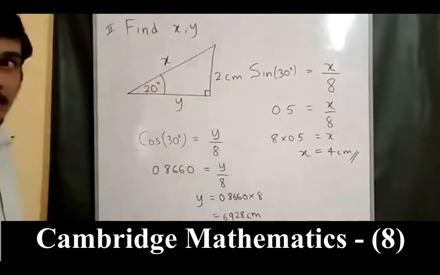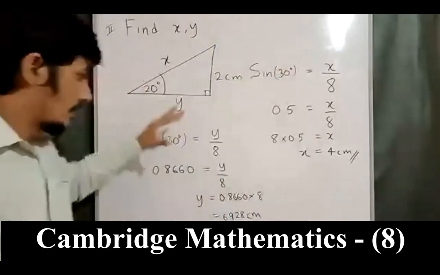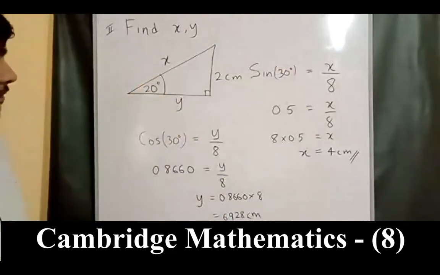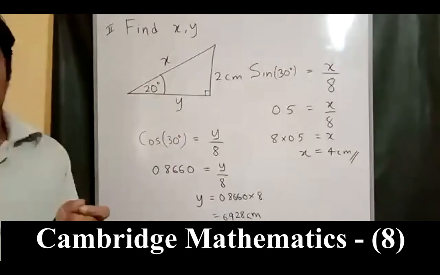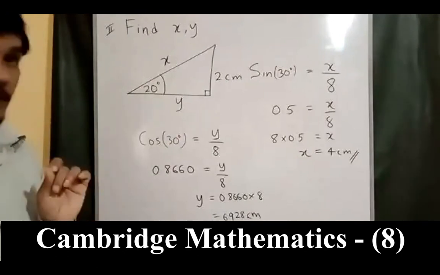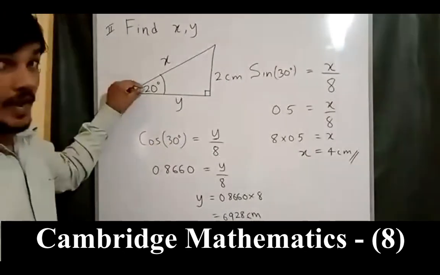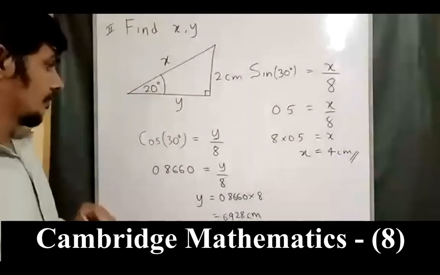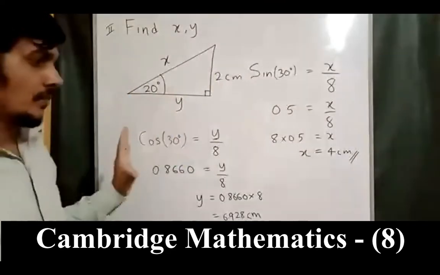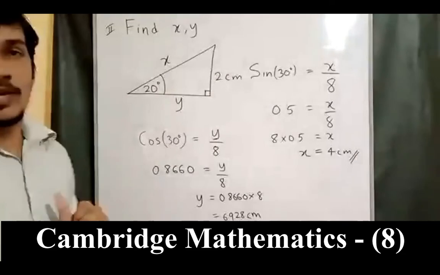Okay, after this is done, try this one. First identify what is the hypotenuse, what is adjacent, what is opposite, depending on the angle that I have given. Then apply the correct ratio and find out x and y quickly.